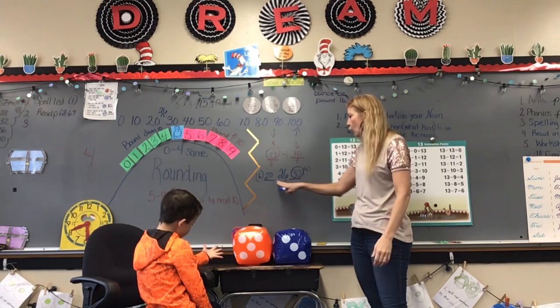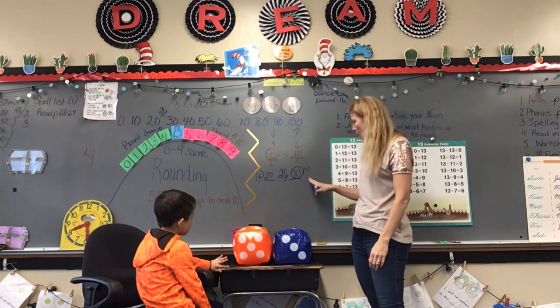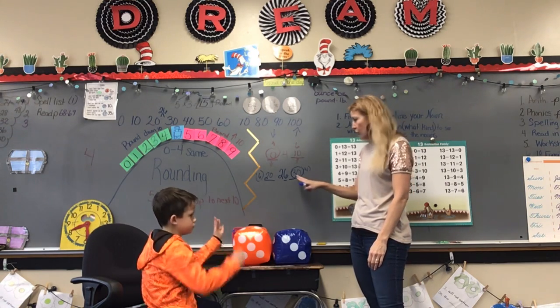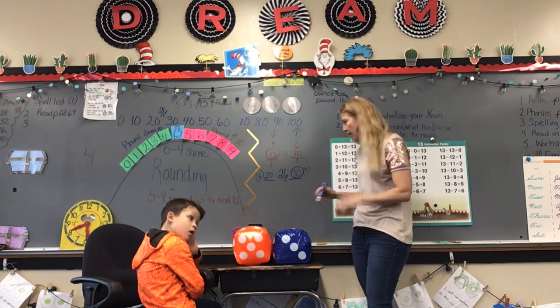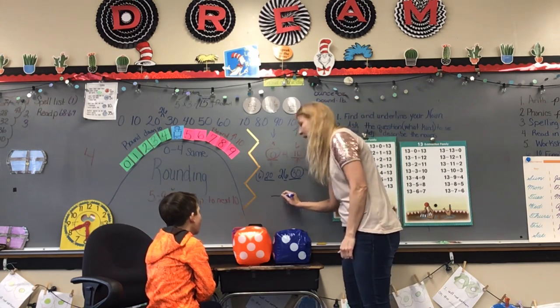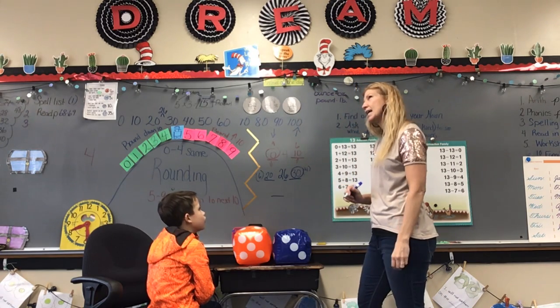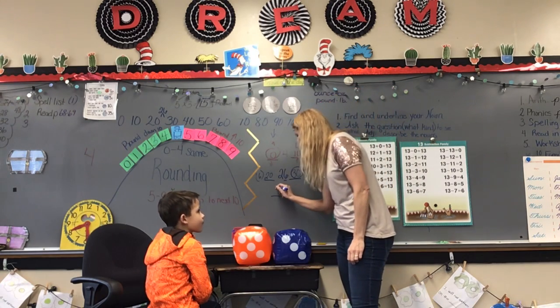So which one was 26 closer to? Was it closer to 20, which was 6 away, or is it closer to 30, which was 4 away? 30. It was closer to 30, and that's why we chose 30. Now you think of a number, and then I'm going to write it down, and maybe it's the number that you chose. I'm going to say the number. Ooh, I have a tricky one.